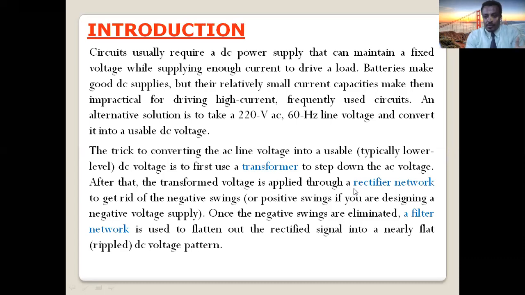So that is another mostly used solution. So what are the solutions? First point, most systems need a DC power supply, DC voltage and current. We can't get it from a battery, the first choice, because there is one problem with batteries. What's the problem? They cannot supply the required amount of current to drive these frequently used high current systems. So the best alternative solution is to convert the 220 volt, 60 Hz AC voltage from the mains into usable DC form and supply that to your system.